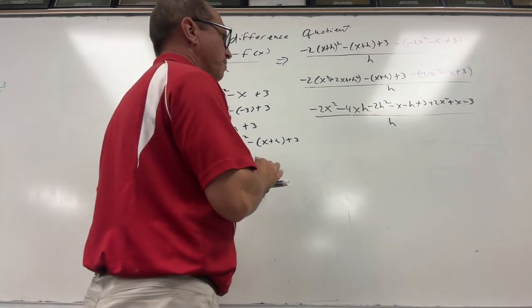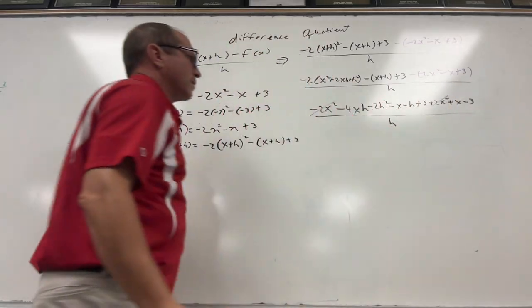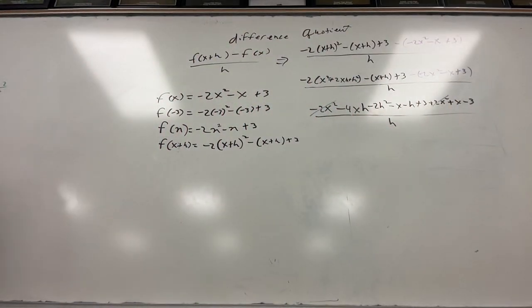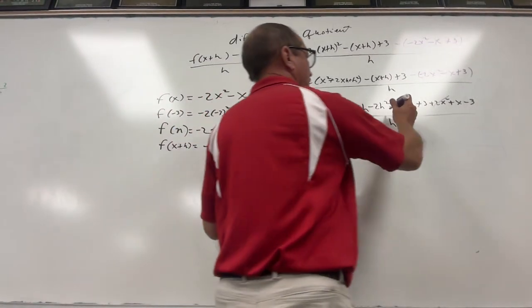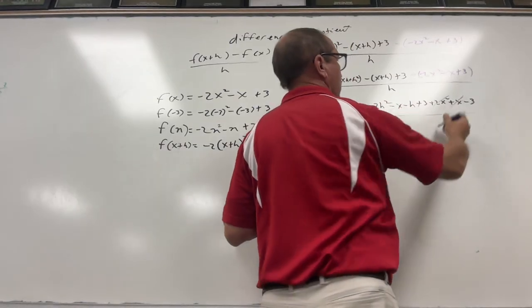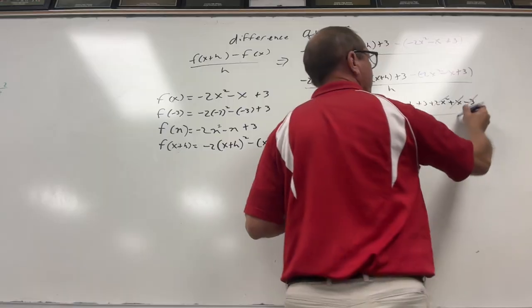Negative 2x squared and positive 2x squared cancel out. Okay, nothing cancels with 4xh. Nothing cancels with negative 2h squared. Negative x and positive x go away. And then positive 3 and negative 3 go away.